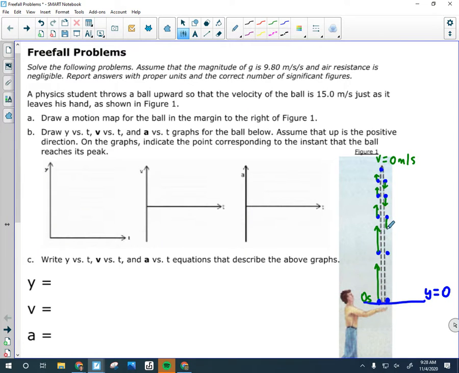Same thing here. Here it's picked up a good bit of speed downward. So I'm trying to make these two vectors the same length. And then right before you catch it, if you catch it at the same height, it's going to be moving downward with the same amount of speed as it did at launch. So that symmetry is going to help us in our analysis.